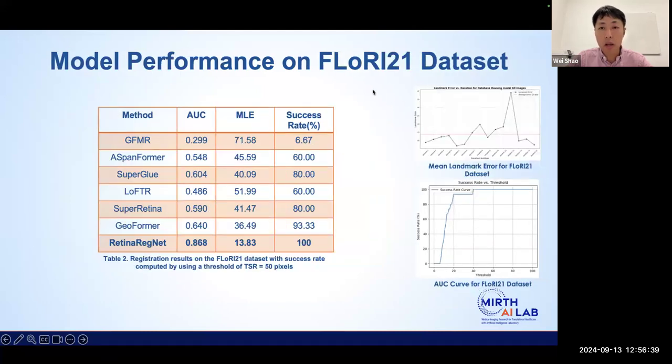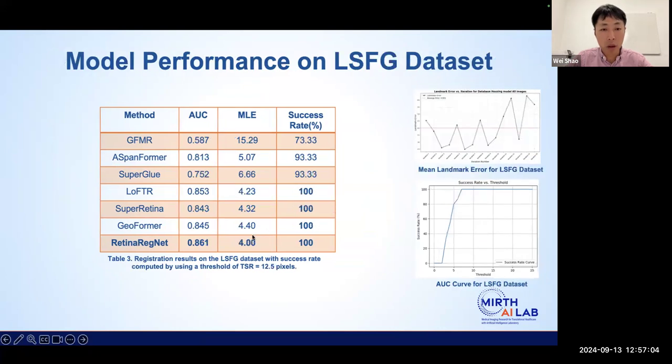Similarly, for another fluorescein angiography dataset, you can see that our landmark error is about three times smaller than any existing method, with a 100% success rate. Other methods have a really low success rate, because this dataset has very large deformation, with large scaling and displacement deformations, which makes it really challenging. So our model significantly outperforms the others.